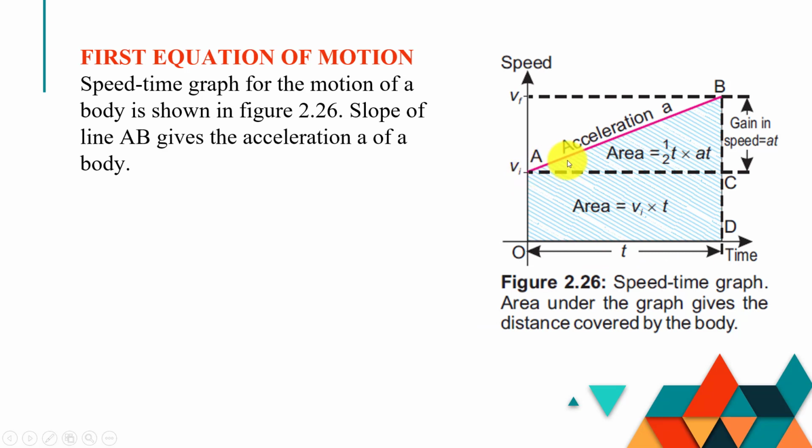As you can see that the area under this slope will give us the distance, but before calculating distance, we can see that this portion can be divided into two different geometrical shapes. One is the triangle that is labeled as ABC, and the other one is the rectangle which is this portion ODCA. Now in the first equation of motion, we are only interested to calculate the acceleration from the slope of this line AB. We have nothing to do with the distance, as you can calculate the distance in other equations of motion.